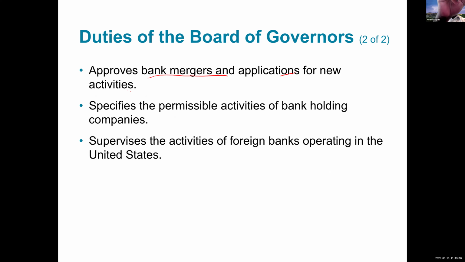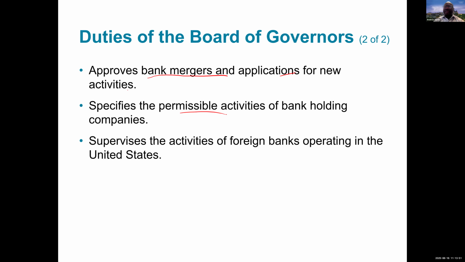And then they're going to specify the permissible activities of bank holding companies. I already told you guys what bank holding companies are. If a company that did not have a bank before, like Walmart or Target, whose activities are in retail, decides to apply for a license to begin a bank on the side, they become a bank holding company. So the Board of Governors are going to determine the permissible activities of bank holding companies. What can they do and what can they not do? Okay.